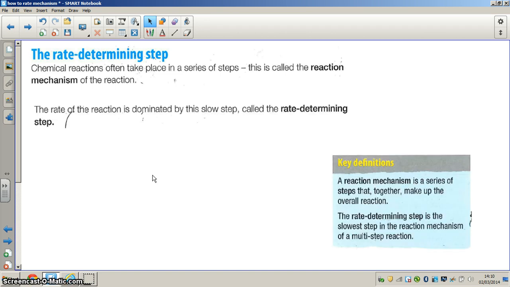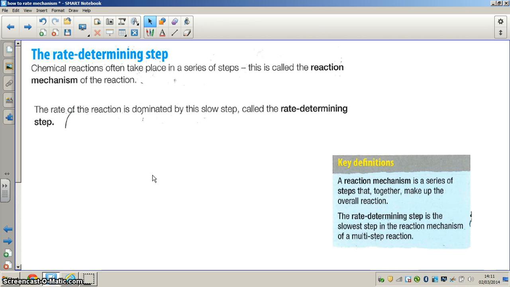So, assuming that the chemical reactions happen in a series of steps, the actual overall rate of the reaction will be dominated by whichever step is the slowest. In other words, if there is a step going at 30 miles an hour, well, the overall reaction can only ever go at 30 miles an hour. And that particular step is called the rate determining step. It defines how quickly or how fast a chemical reaction is going to go.